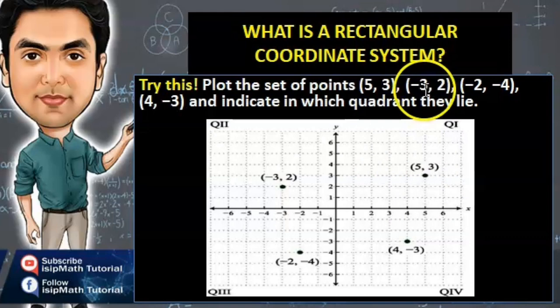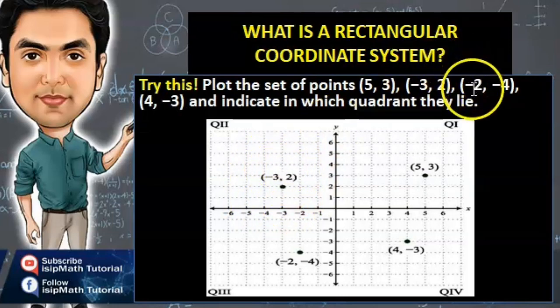And for our next point, (-3, 2). So, our x is negative 3. So, dito po yung negative 3. 1, 2, 3. Okay, and our y is positive 2. Ito po yung positive y po natin. 1, 2. So, ito po yung point. (-3, 2). Nasa quadrant 2 po siya.